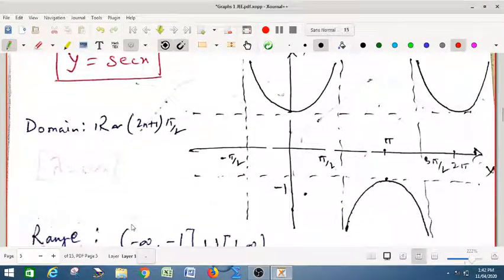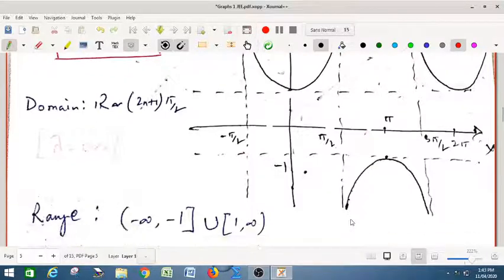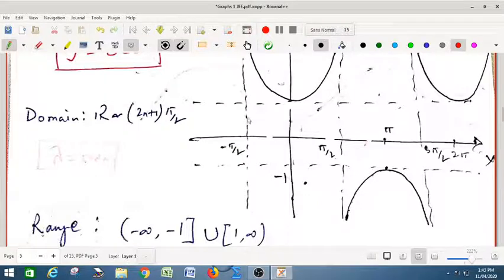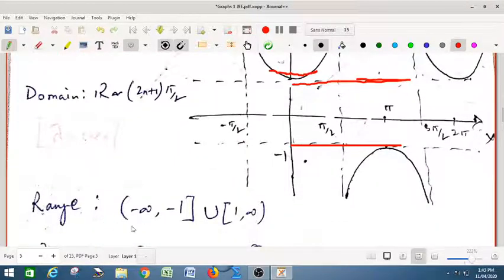Sec x. There are several branches of sec x. This is a part of the sec x, this is also sec x. A very important feature is that for sec x all the values will be greater than or equal to 1, or less than or equal to minus 1. This is 1, this is one line, and this is minus 1. That is why the range is minus infinity to minus 1 and 1 to infinity. This is the range, and the domain is R minus (2n plus 1) pi by 2, because pi by 2, minus pi by 2, 3 pi by 2 are the discontinuous points.